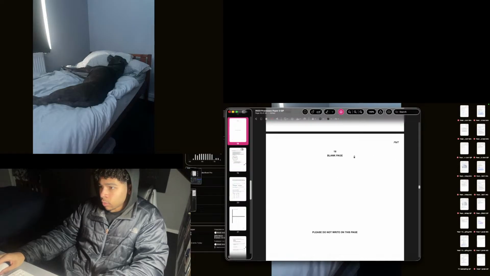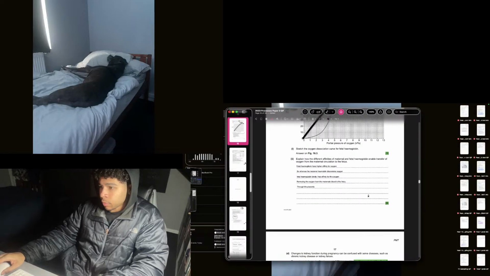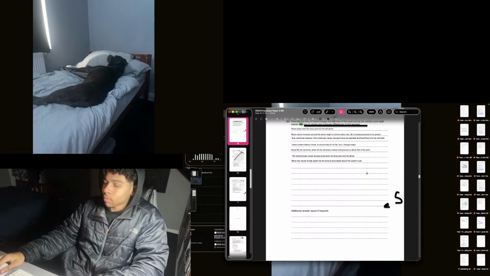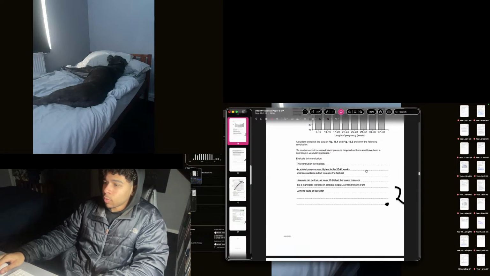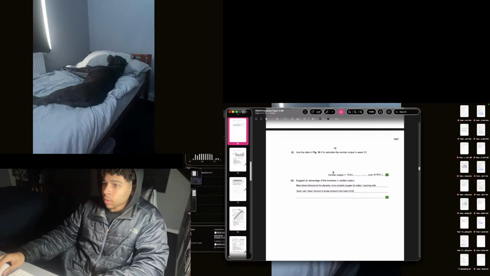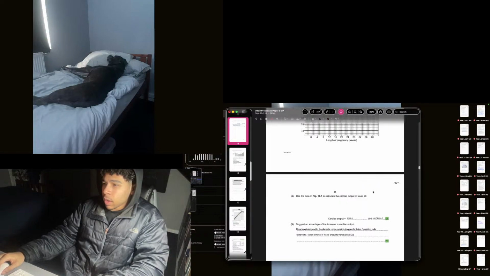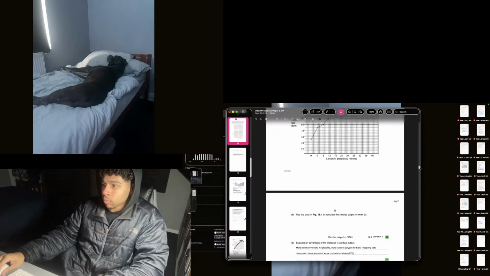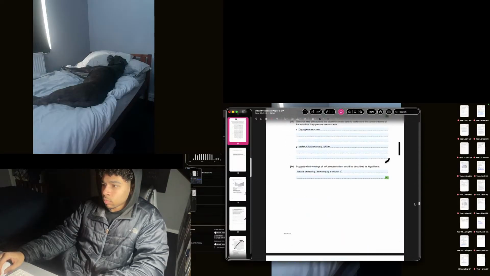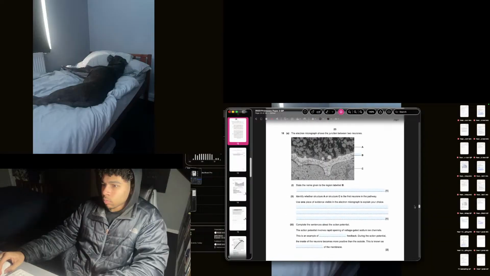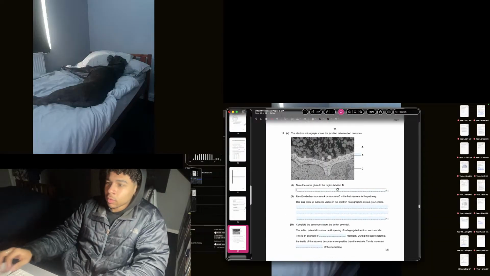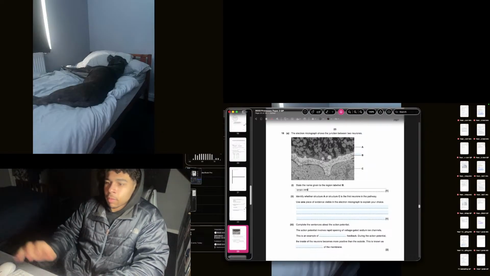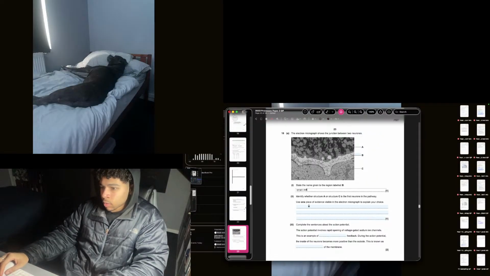Let me measure the other one as well. 3, 6, 7, 12, 14, 15, 18. Okay, I actually saw this. I accidentally skipped down on the mark scheme, but I knew what it is anyway.